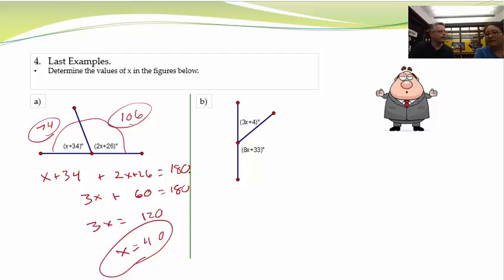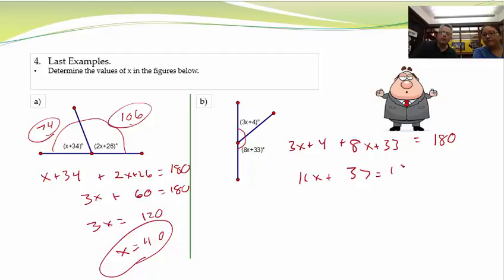All right, one last one. These two are another linear pair. They form a straight line. It's a vertical line this time. So same thing, we just add them up. 8x plus 33 equals 180. So 3 and 8 is 11x, and 4 plus 33 is 37, equals 180.